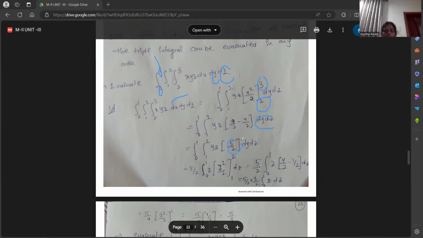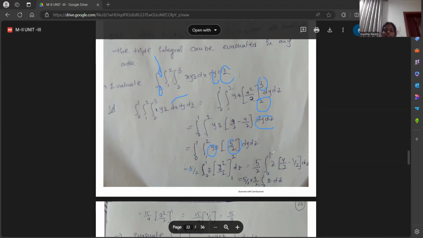5 by 2 is a constant, so write it in front of the integral of 0 to 1 of z into y square by 2. Again integrate with respect to y, and you get y square by 2. The limits are 1 to 2. Applying the limits of y, you get 3 by 2.